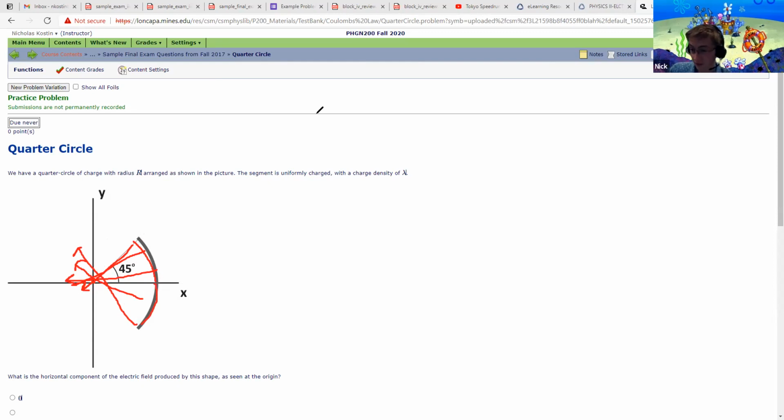That'd be different if my charge density wasn't uniform. For instance, if I had more charge at the bottom of the quarter circle, then these electric field lines would be stronger than the ones coming from the top, and I would have a net vertical component to my electric field. But it's uniformly charged, so that's not the case. Let's go through the math to make sure everything works out.